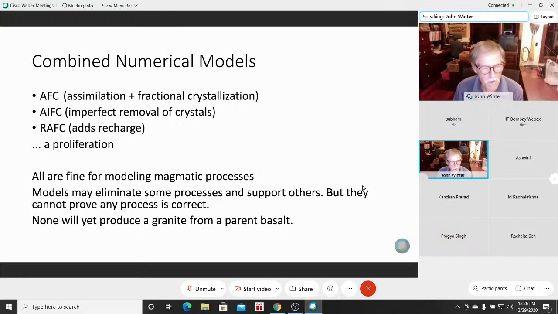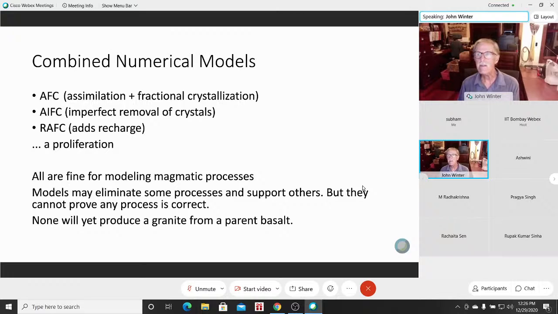Sorry, I'm not trying to dismiss models. They're very, very powerful and they're very good for many things, but you always have to interpret them with a certain amount of prudence. Okay? And none of these models, incidentally, has yet managed to produce a granite in any amounts from apparent basalt using reasonable assumptions of conservation of energy, etc. Okay? So how do you do this?